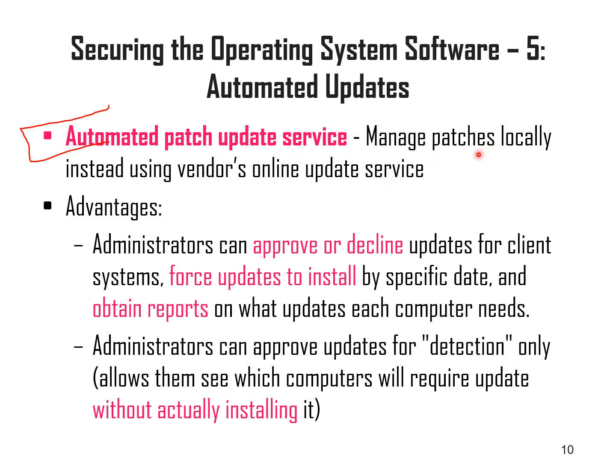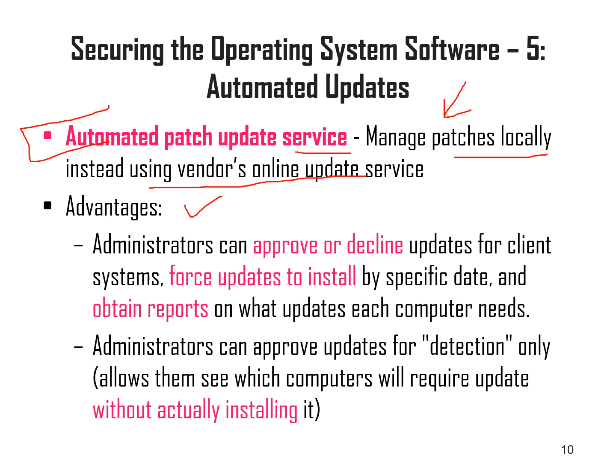It manages patches locally instead of using the vendor's online update service. So what is the actual procedure here? In the conventional procedure, your host system needs an update and communicates with the vendor's online update service, which is nothing but the server on the vendor side. But with the automated patch update service, there is a patch server present locally, in the intranet. Within this server we can manage the patches locally instead of using the vendor's online update service.